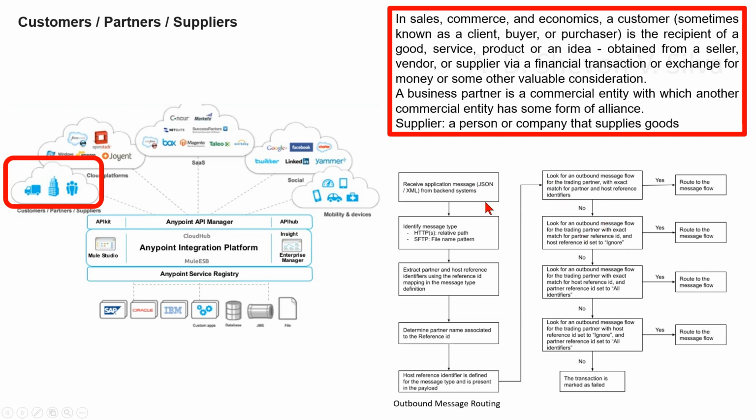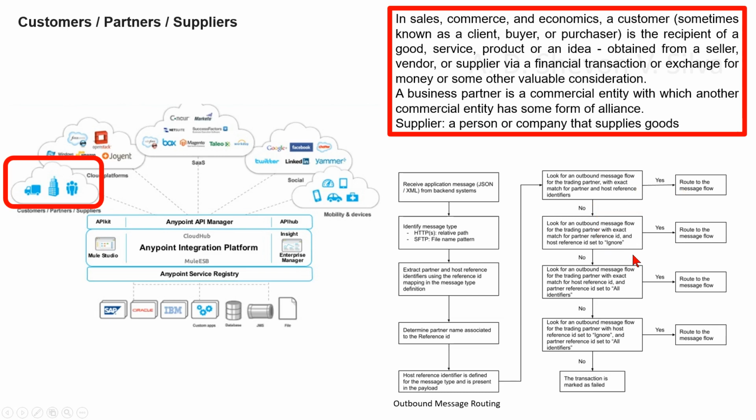Here you can see a received application message, JSON or XML, from backend systems, and it is connected to identify message type: HTTPS relative path, and SFTP file name pattern. It is connected to extract partner and host reference identifiers using the reference ID mapping in the message type definition. It is connected to determining the partner name associated with the reference ID. It is connected to whether a host reference identifier is defined for the message type and is present in the payload, and it is connected to look for an outbound message flow for the trading partner with exact match for partner and host reference identifier. If yes, route to the message flow.